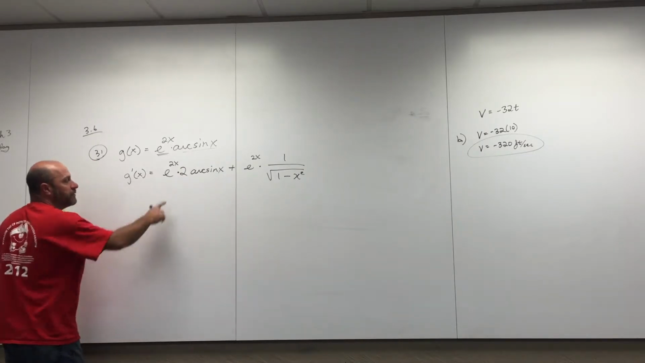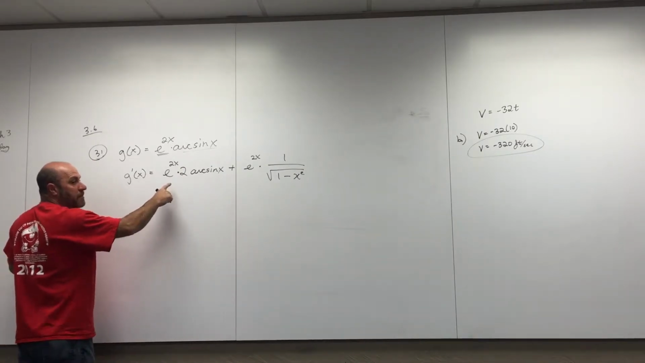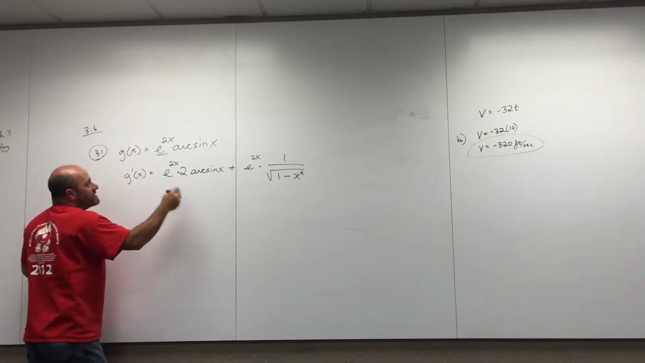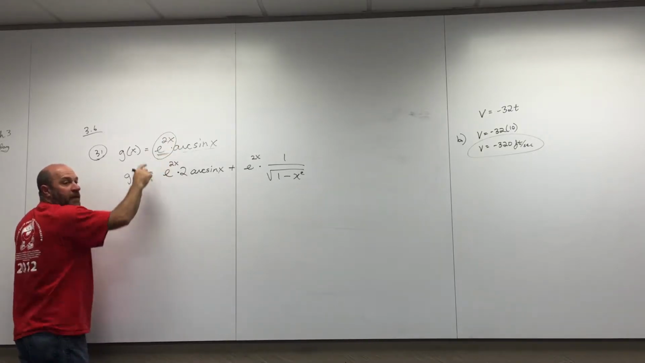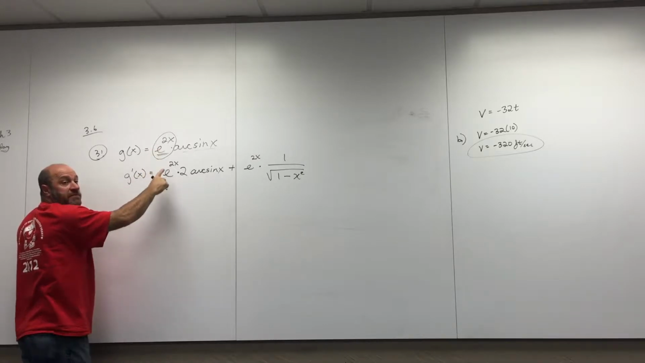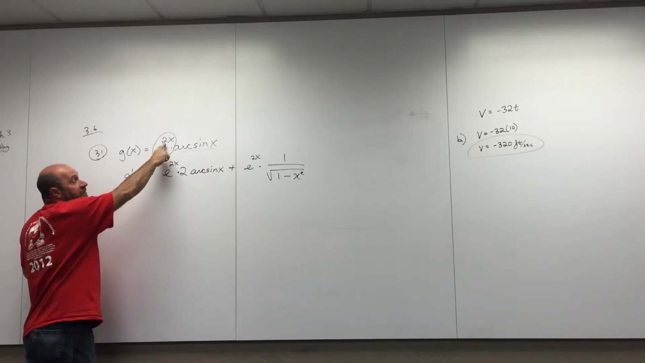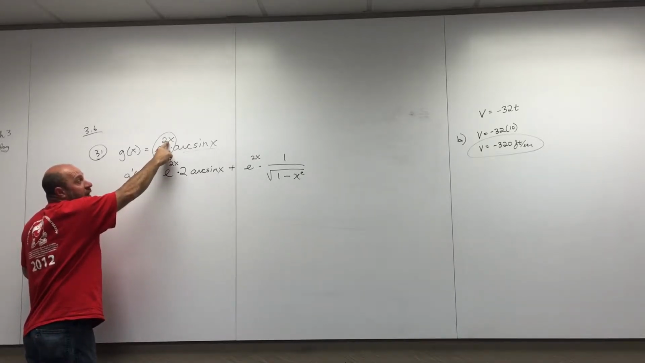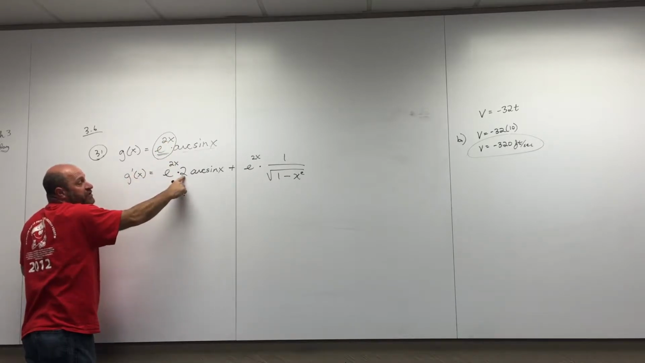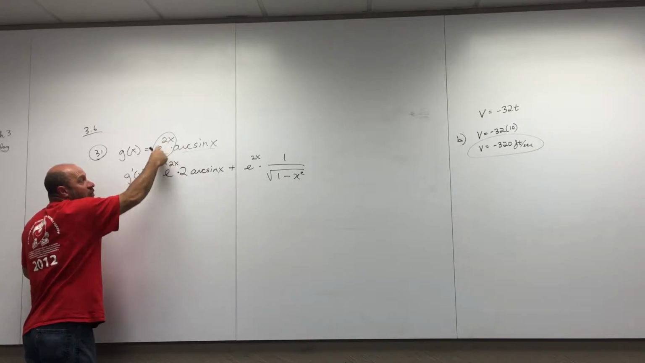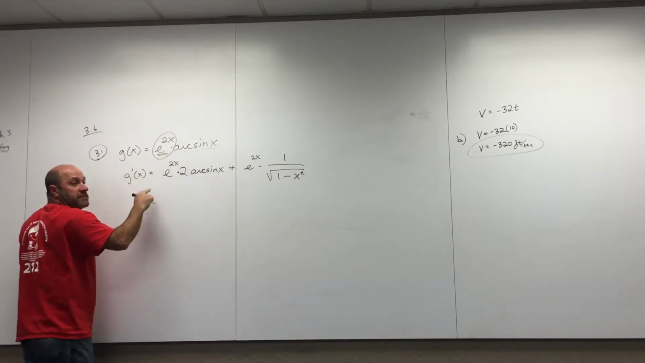Yes, Carlos. When you did the product rule, why is there a 2 in front of arc sine? Why is there a 2? Because I took the derivative of him. The derivative of the e function is himself, but the chain rule says you're not finished until you do the derivative of the 2x, which is a 2. So this 2 is the derivative of this 2x. It's the chain rule working on this.